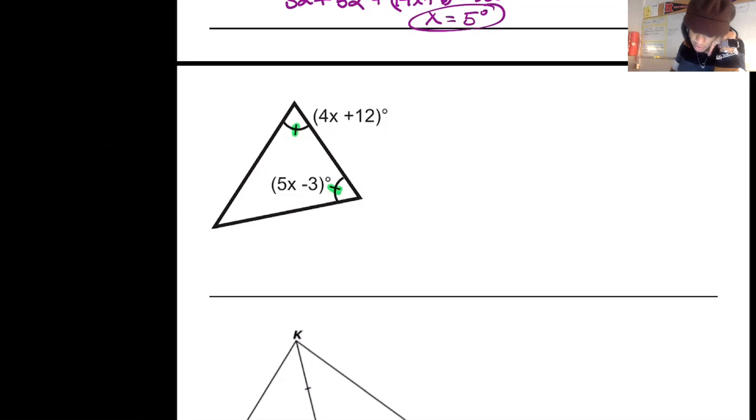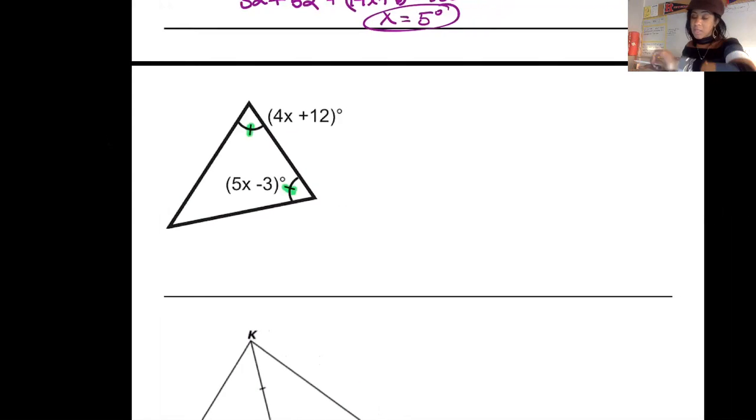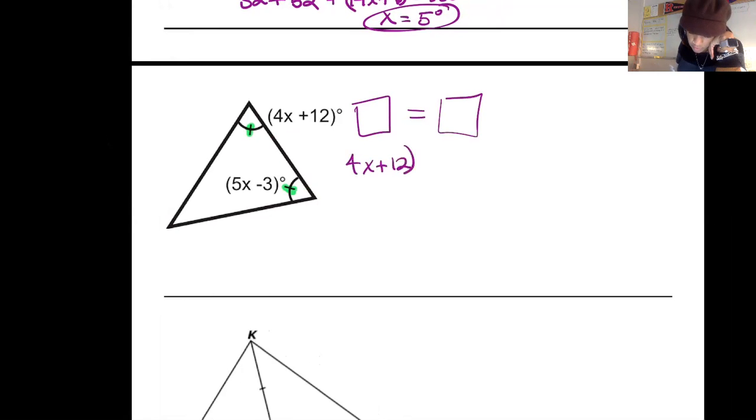So because these two angles are congruent, the best way we're going to solve for x is by remembering what congruent means. Congruent means they're equal to each other. So we have one angle equal to the other one, okay? So 4x plus 12 has to equal 5x minus 3.